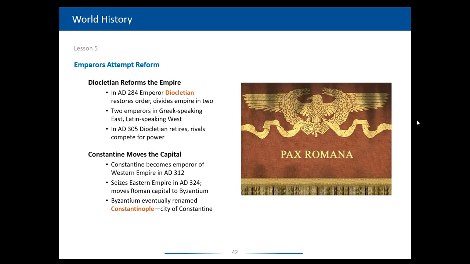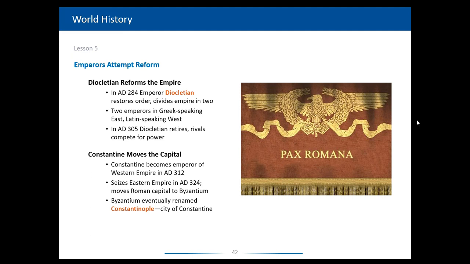Diocletian reforms the empire. In AD 284, an emperor by the name of Diocletian restores the order and divides the empire into two. The two emperors are in the Greek speaking East and the Latin speaking West. So one emperor goes to the Greek area in the East, one stays in Rome in the Latin speaking area.